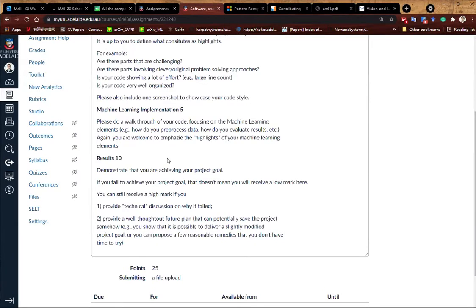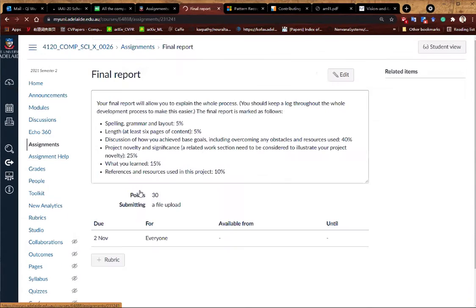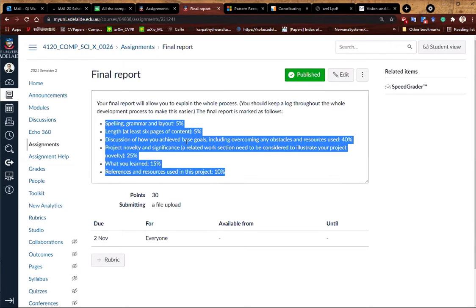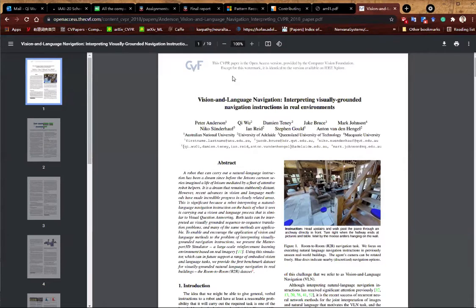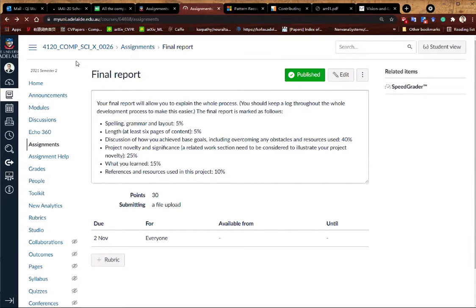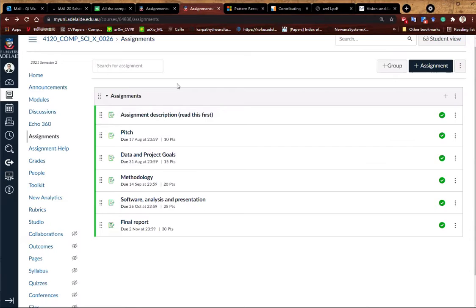So that's about the software and analysis and presentation, and the final report, which is 30%. Here is the final report marking scheme, and according to the format, you can follow this one, or you can use any format you want to use. That's it. So that's the details of the assignment.